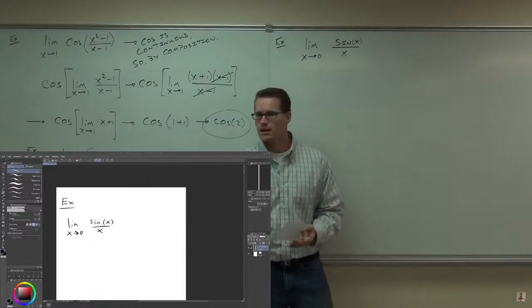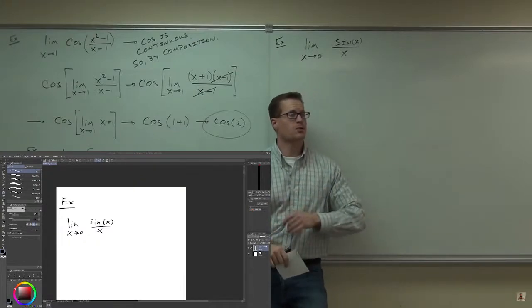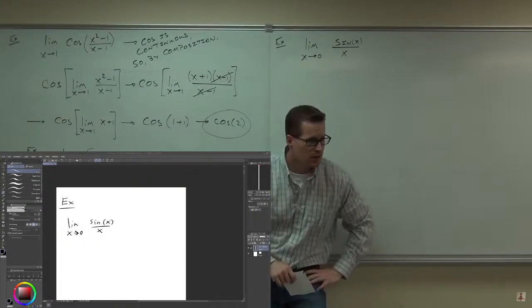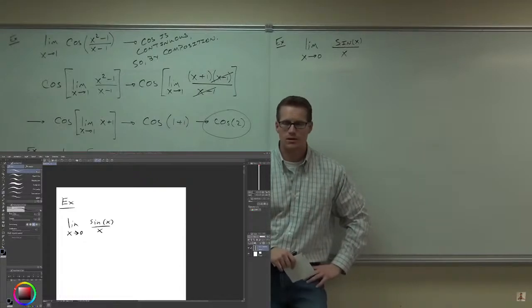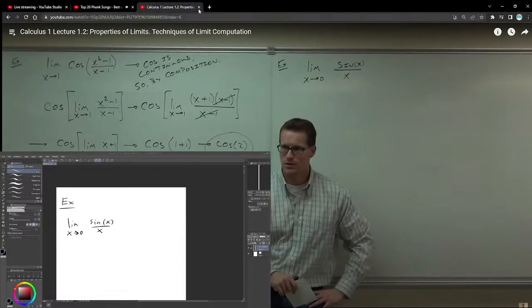Let's go through the process of finding a limit, all right? The first thing you try to do is what? Plug it in. Okay, you try to plug it in. So you plug it in, what's sine of 0? No, sine of 0 is not 1. Sine of 0. Unit circle.